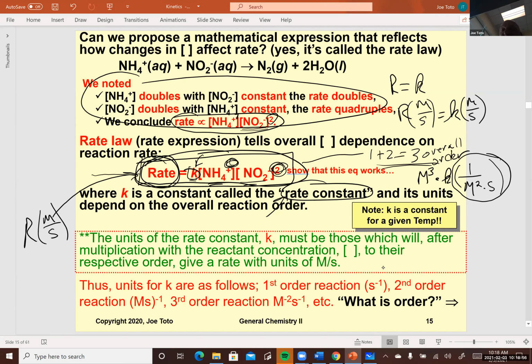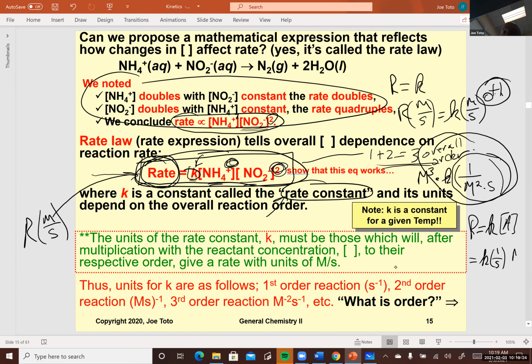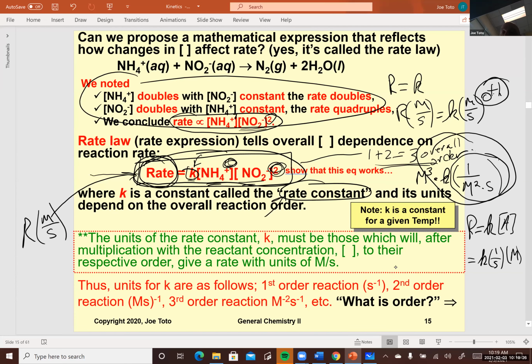So this is for a 0th order overall, whereas this was a 3rd order overall. And for a 1st order overall, rate equals K times some, let's say, reactant to the 1st power. The units of this K are just going to be 1/seconds, because a molarity is going to come from the concentration part. And that's going to give me my rate again in molarities per second.